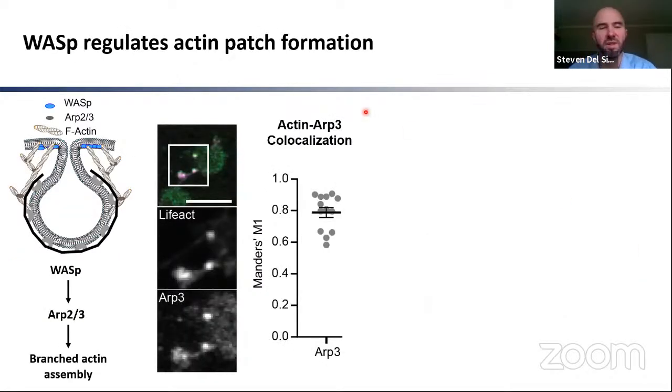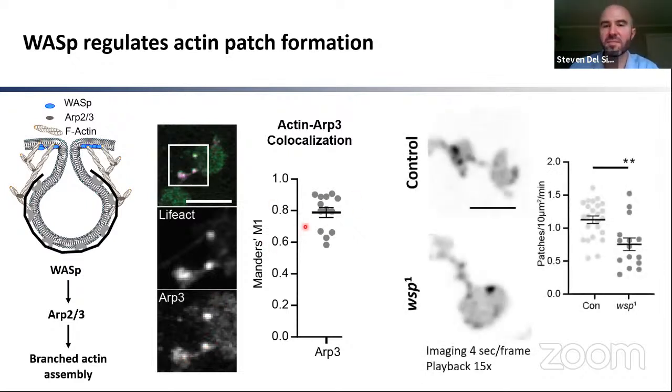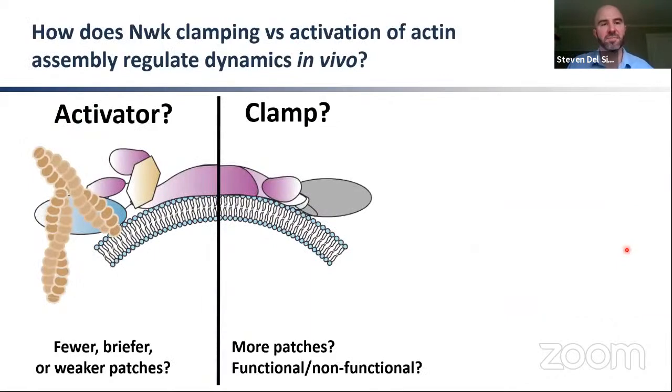And then asking about the direct molecular determinants of the actin assembly, I looked at this WASp Arp2/3 module that I've described. Again, just a reminder, WASp activates Arp2/3 to drive branched actin assembly. We see really striking co-localization between our F-actin marker here in magenta and Arp3 in green. That's just quantified here. And when we look in a WASp mutant, we see a significant decrease in the frequency of actin assembly, suggesting that this machinery is required for the formation of at least some of these. I should note that this is a hypomorph, so there could still be some residual activity.